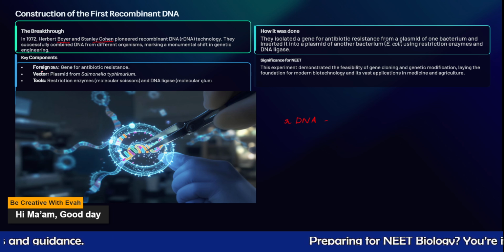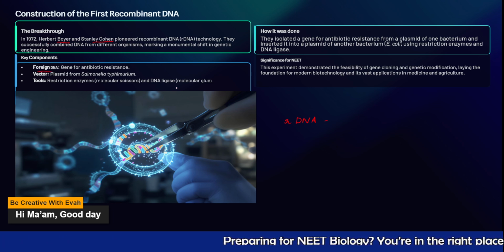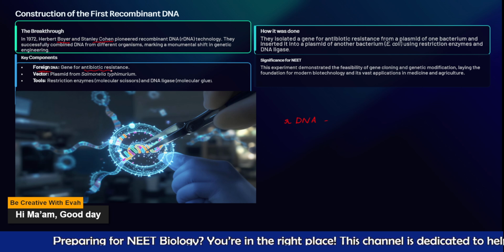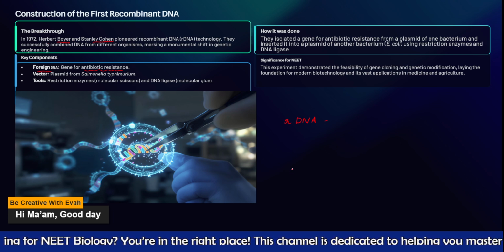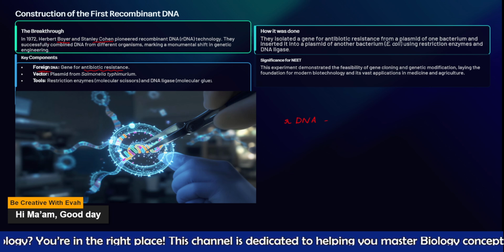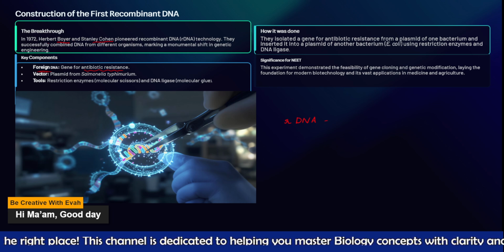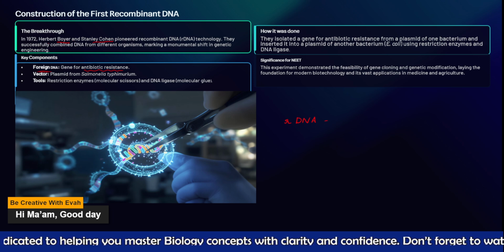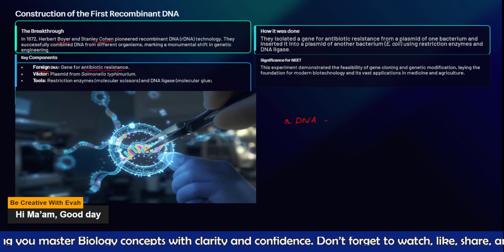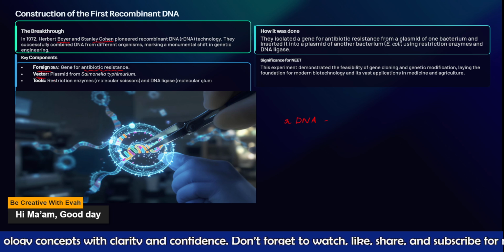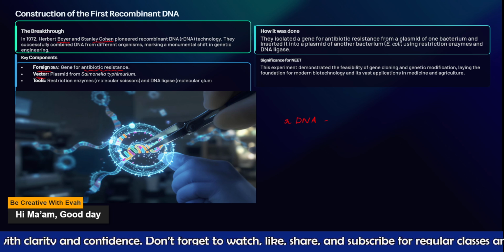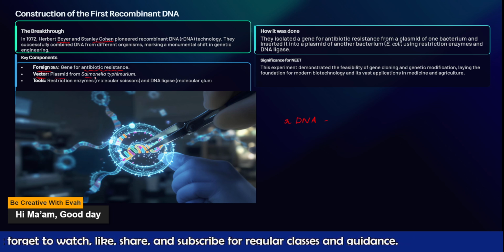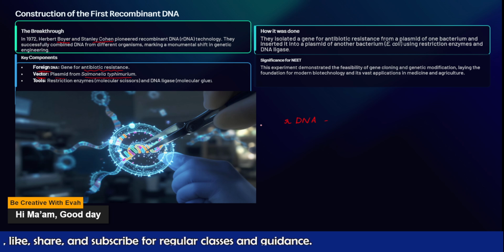So the key components: in the DNA there is a gene of interest, and they took the antibiotic resistance gene as the gene of interest, the gene which helps in resistance against antibiotics. That is the gene they selected. After that, they wanted to carry those genes into the host body. So who is the carrier? The vector is the carrier of the gene of interest. And in this experiment, Stanley Cohen and Herbert Boyer took a plasmid from the bacterium Salmonella typhimurium as the vector.